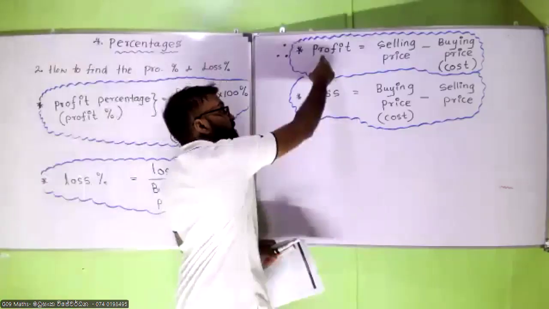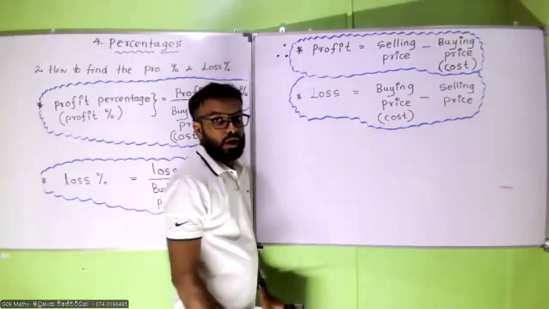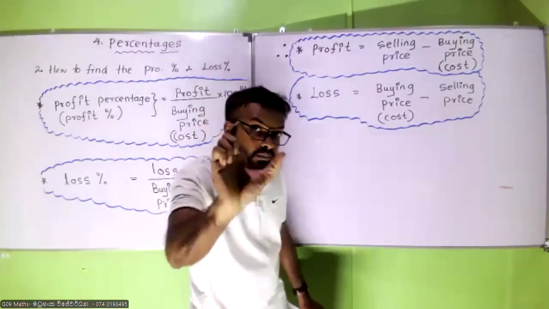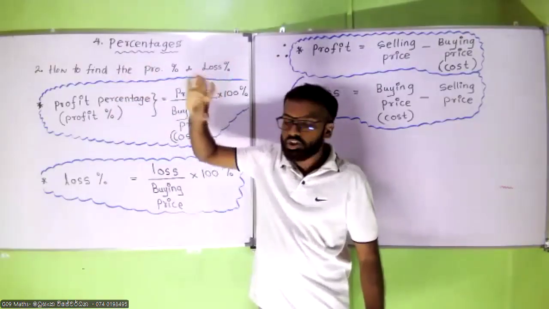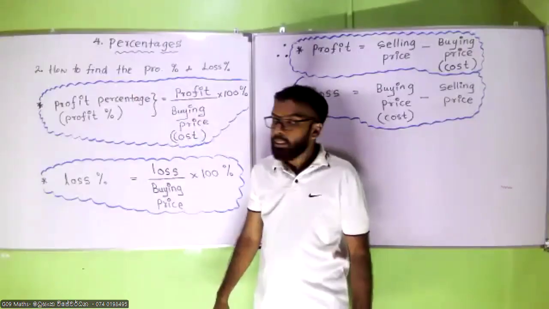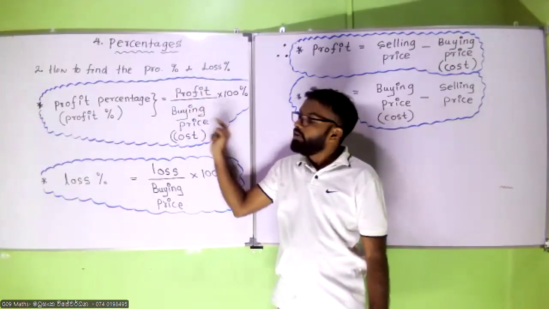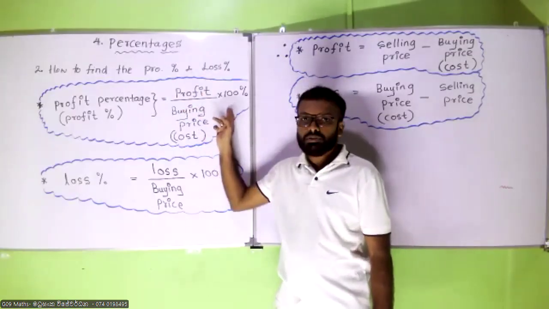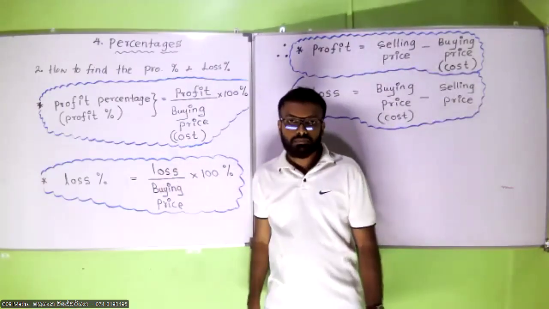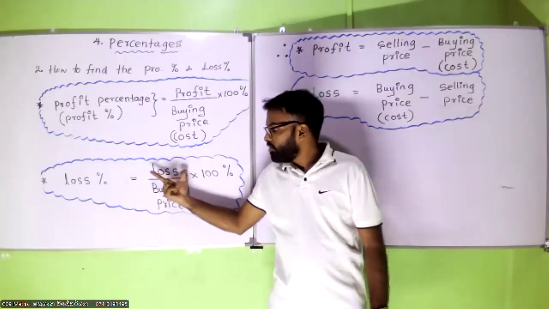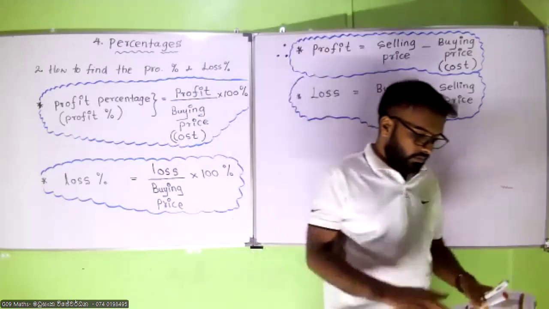Now by using the first two equations, you know how to find the profit and the loss. And by using these two, you know how to find the profit percentage and the loss percentage. The profit you find here, you need to apply it here: profit divided by buying price, multiplied by 100. The loss you find from here, substitute it here, then you know how to find the loss percent. Keep that in your mind.